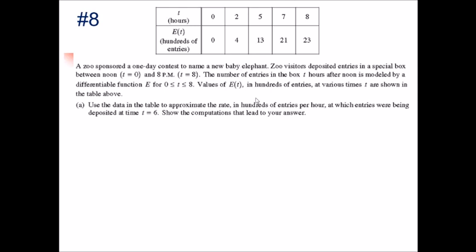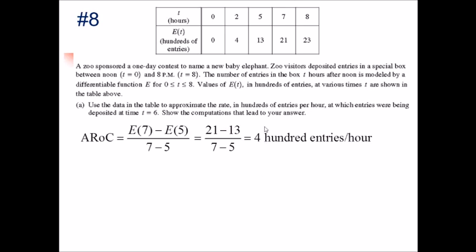Well, the only way we can really do that is with the average rate of change. So we're just going to pick an interval that includes the time 6, like 5 to 7, and find an average rate of change for that interval. So we've got E of 7 minus E of 5 over 7 minus 5. So 21 minus 13 over 7 minus 5. And you could leave it like this and not simplify it as long as you put some units on the end. But if you want to simplify it, that's 8 over 2, which is 4. And this is hundreds of entries. So this would be 400 entries per hour.